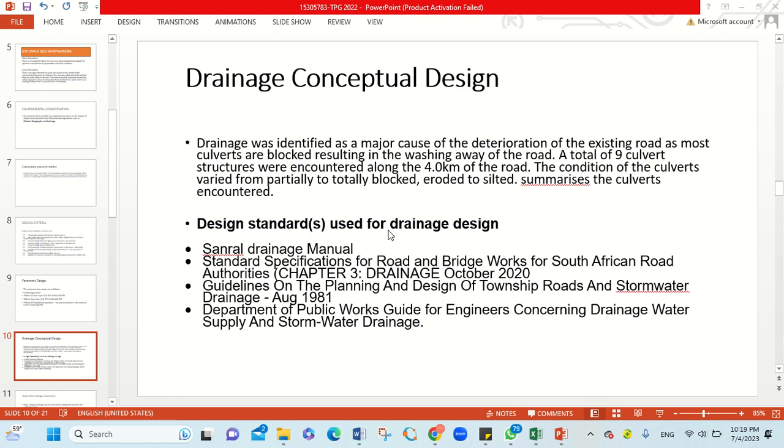Design standards used for drainage design. As mentioned below, we will use the standard drainage manual and the standard specifications for road and bridge works for South African roads, the guideline on the planning and design of township roads and stormwater drainage, and the Department of Public Works guide for engineers concerning drainage, water supply, and stormwater drainage.